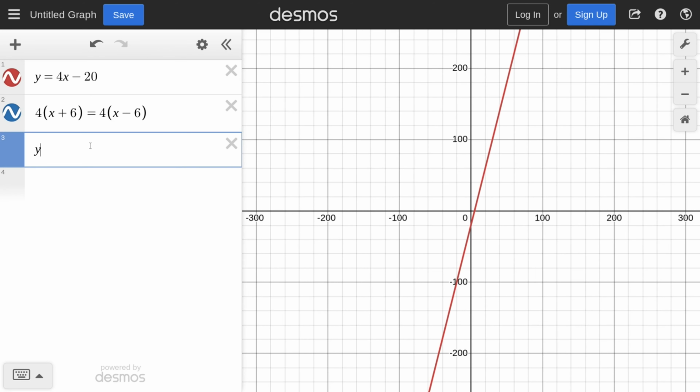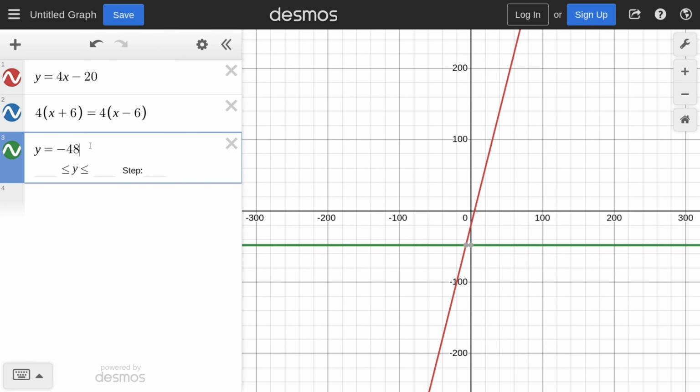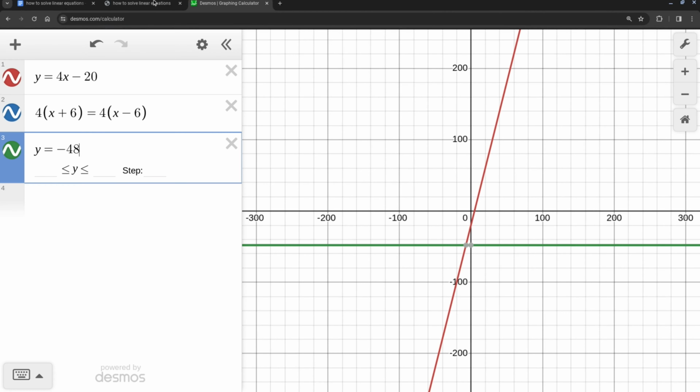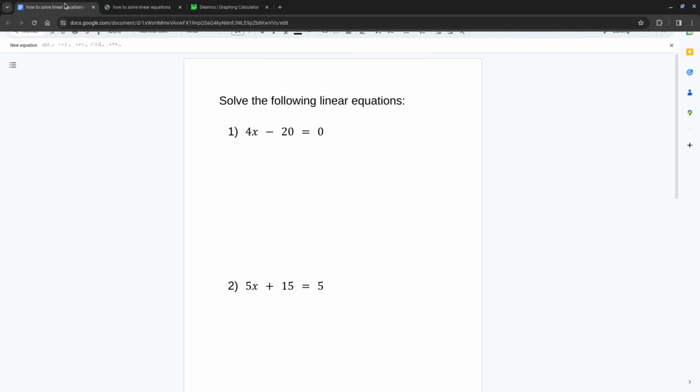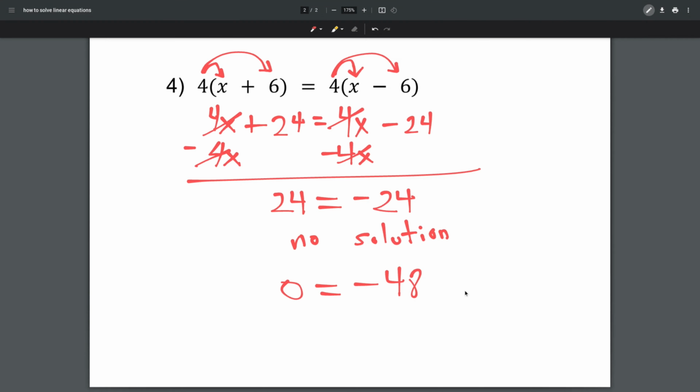But if I say y equals negative 48, you see it's just a horizontal line going through the y-axis at negative 48. It never crosses the x-axis. So in this case, there's never a solution because y can never be 0. Okay, so it's kind of the same, but not really. But just note that sometimes you'll come along and have something like this where something will have no solution.